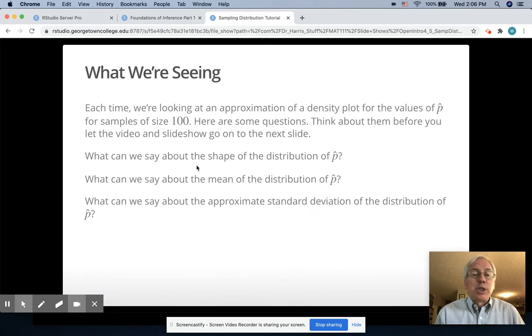What can we say about the shape of the distribution? We've seen two examples of approximations of the sampling distribution for p hat in this particular case. What can we seem to say about its shape? What can we say about the center, the mean of that distribution? And what might we approximate the standard deviation as?